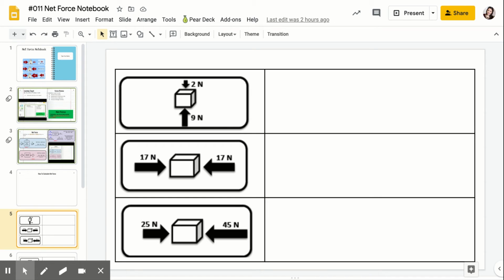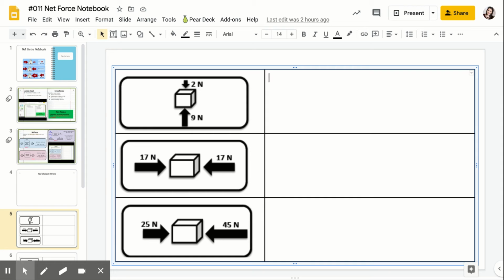Okay, so now I'm going to show you how to calculate net force. You guys are going to do exactly what I'm doing. The way that I'm going to teach you is going to be the easiest way to get it done. The first thing we're going to do is write down all the forces acting on this object. So we're going to put the force and the direction.